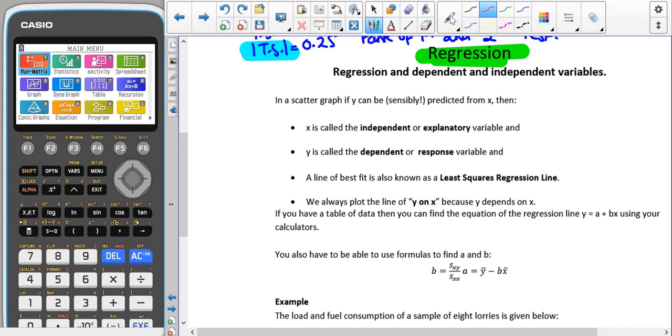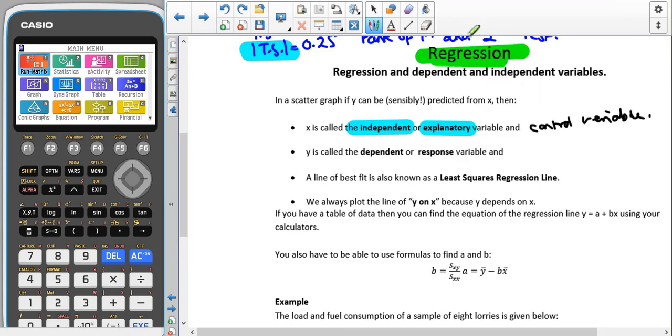Moving on from looking at correlation, we are now going to have a look at regression. So in a scatter graph, if y can be sensibly predicted by x, then we call x the independent or explanatory variable, or the control variable is another way that we can describe this. And y is called the dependent or response variable.